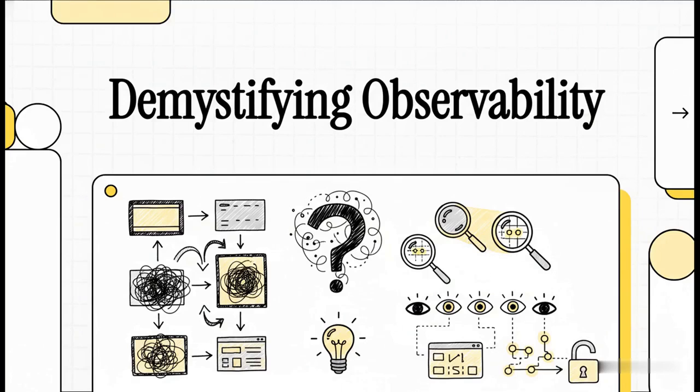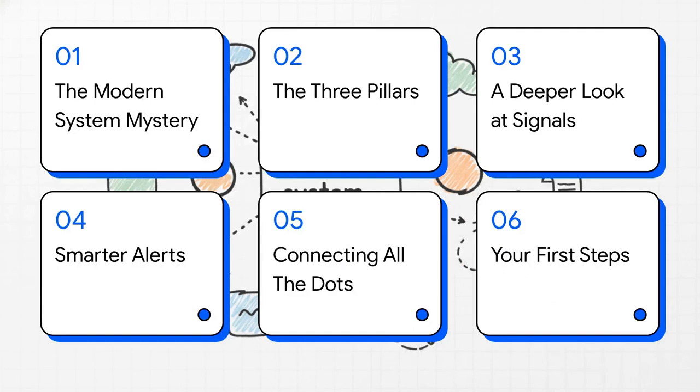All right, let's talk about a problem that every single developer feels in their bones. You push the new code, everything looks fine, and then, somewhere in that huge, complex web of services, things just get weird or slow. Today, we're going to flip on the lights and demystify observability so you can finally stop debugging in the dark.